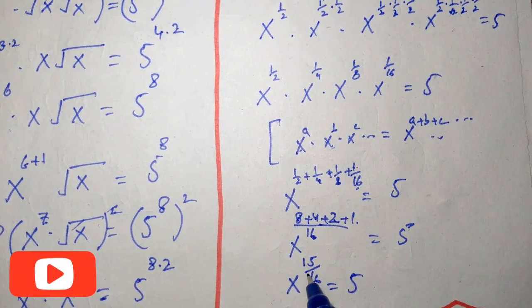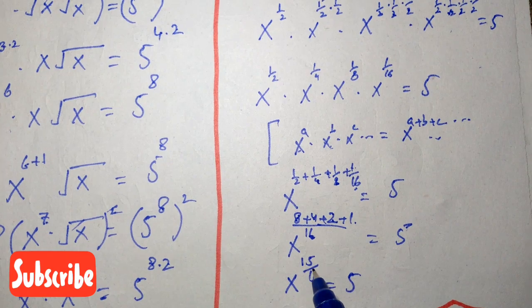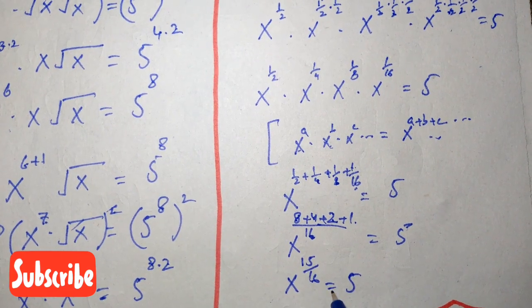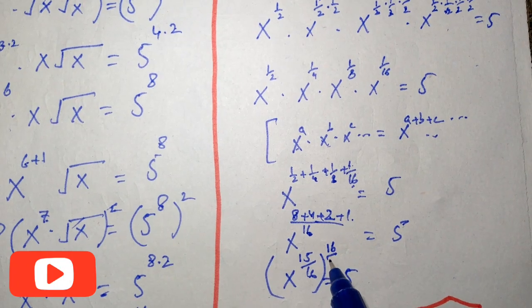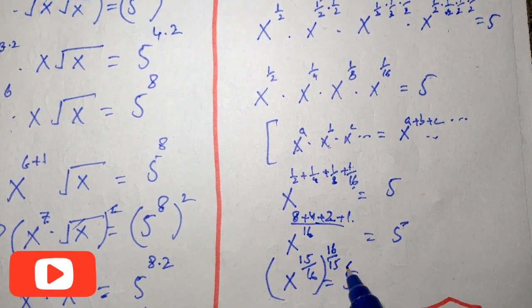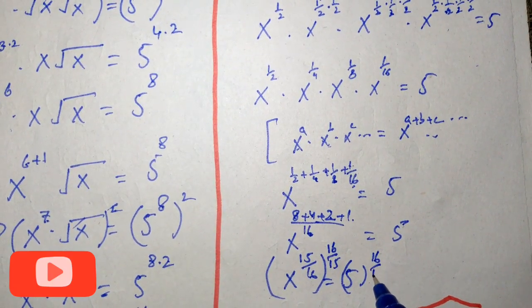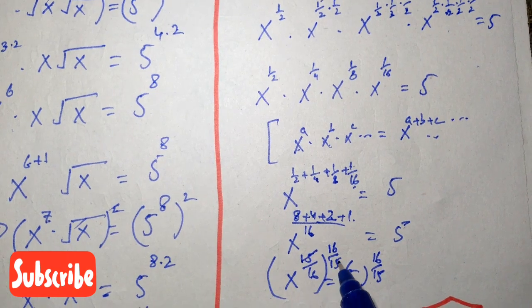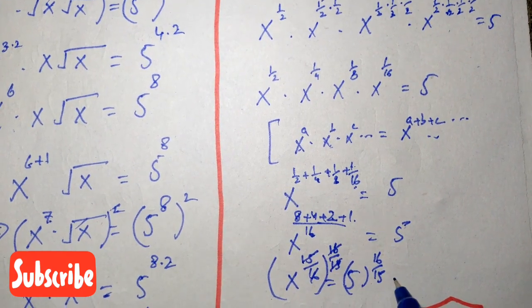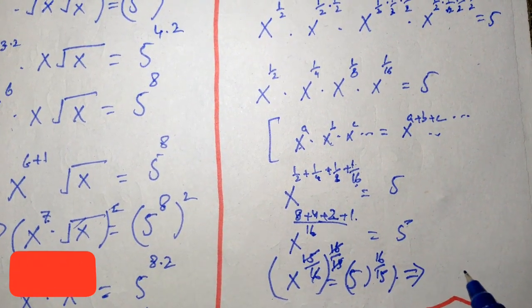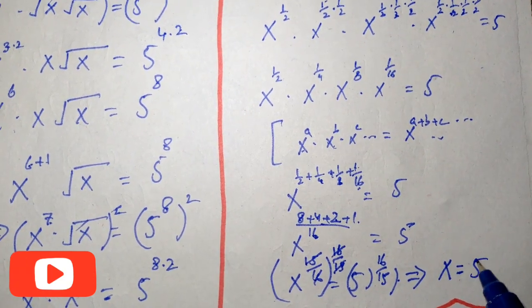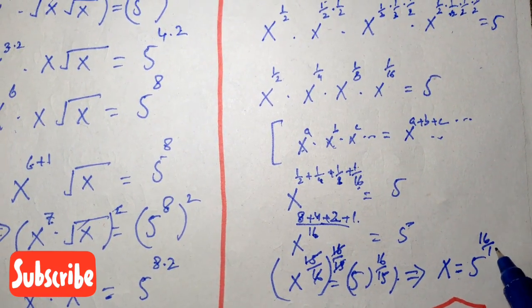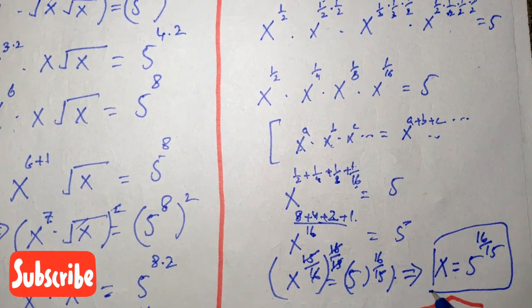Now we have to move this, so we have to multiply this by 16 over 15. So this side multiplied by 16 over 15, and we also multiply this side by 16 over 15. So here this 15 cancels with this, this 16 cancels with this. Here x is equal to 5 to the power of 16 over 15, and this is also proved by the second method.